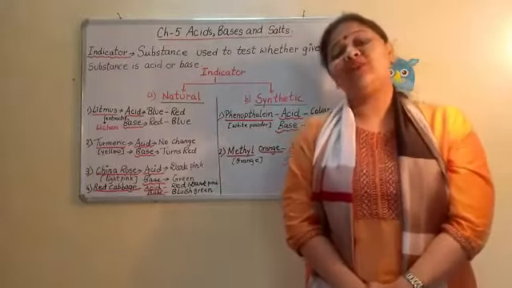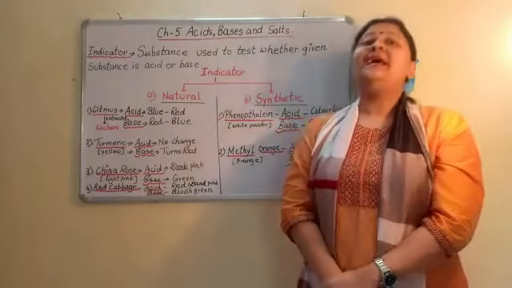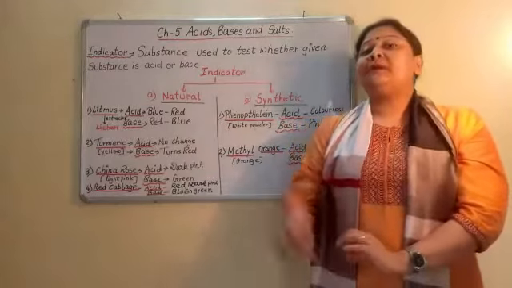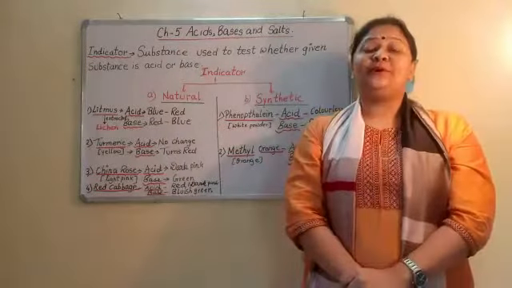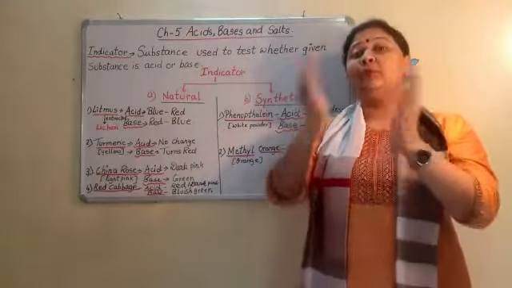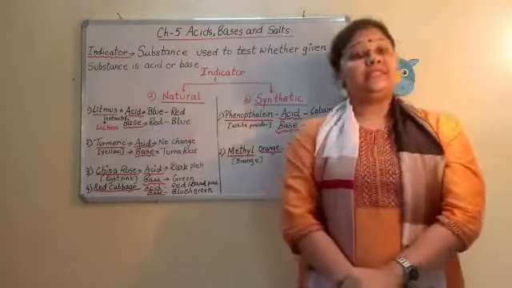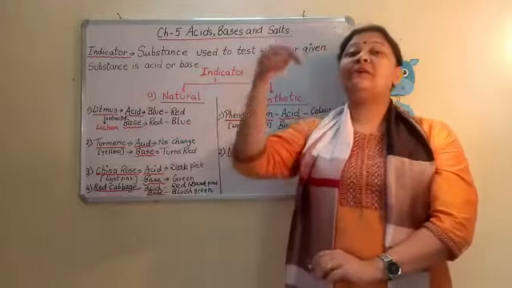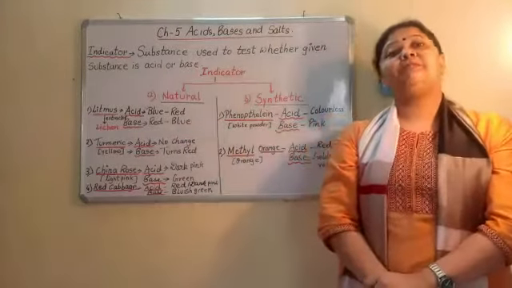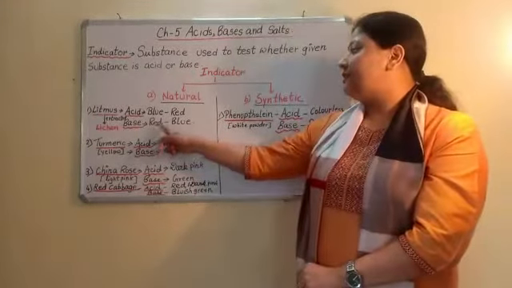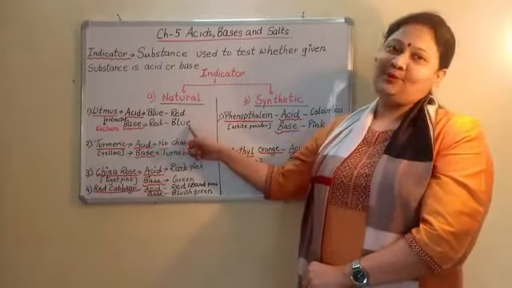Now how will we test for the presence of acid or base? When we keep the blue litmus paper in an acidic solution, the blue litmus paper will change into red. But at the same time, when we keep the red litmus paper in a basic solution, the red litmus paper will turn blue.